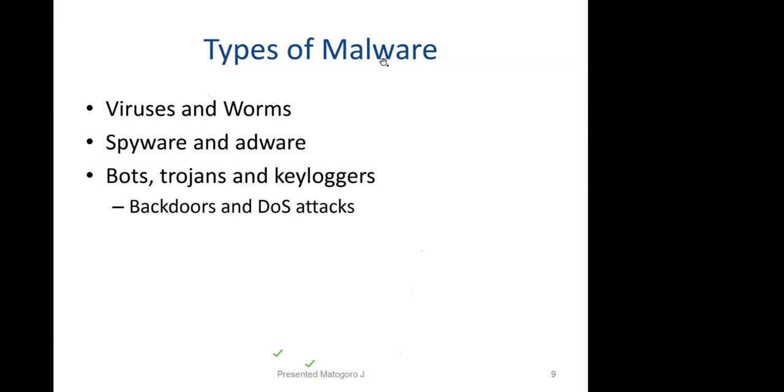Okay, I want to go to types of malware. I said viruses and worms, spyware and adware, and another group is bots, Trojans, and keyloggers. Maybe in the chat, you could share what the difference is between viruses and worms, and the difference between spyware and adware. And what do you know about bots, Trojans, and keyloggers? I will try to monitor the chat and see your thoughts. You can find it online or in any other resources that you're using.